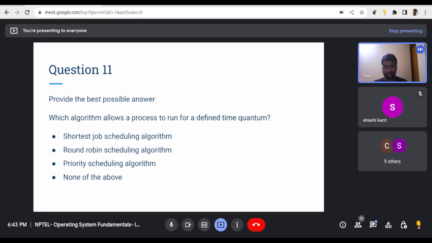So what this question means is that the short term scheduler will pick up a process, it will let the process run for a defined amount of time quantum. After that, it will preempt the process and let some other process run for a defined amount of time quantum. That fixed amount of time quantum is generally decided by the operating system itself. So in which of the scheduling algorithms does this happen?